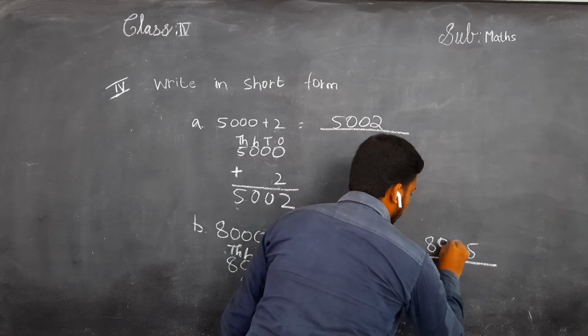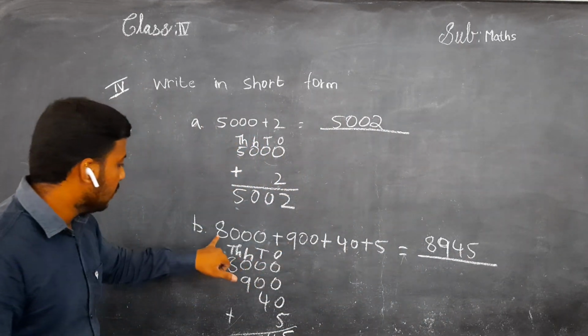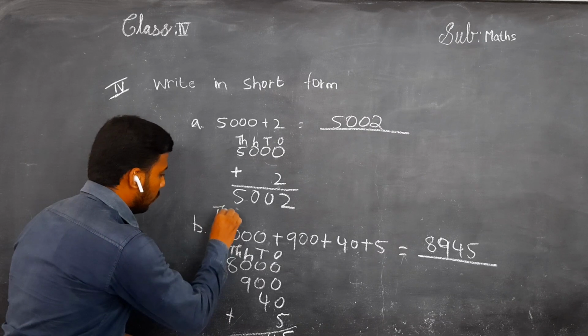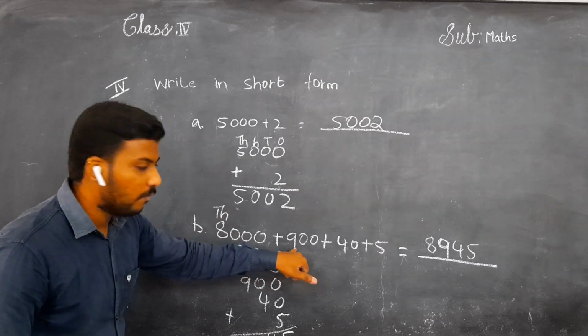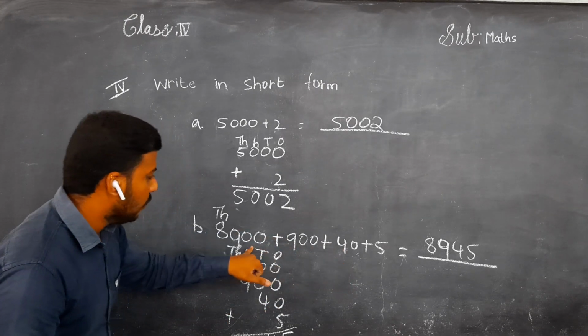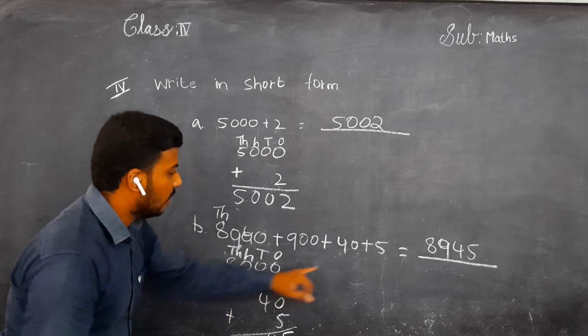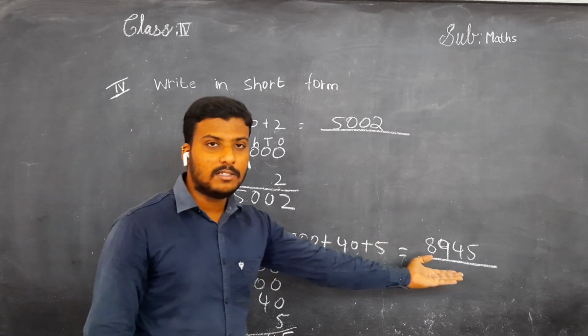See, 8945. The same in the short form we can say directly as: in the place of thousands we have 8. Then in the place of hundreds, bring this 9 value. See, 9 here. And in the place of tens you bring 4. Here 4. And in the place of ones bring 5. We will get 8945 like this.